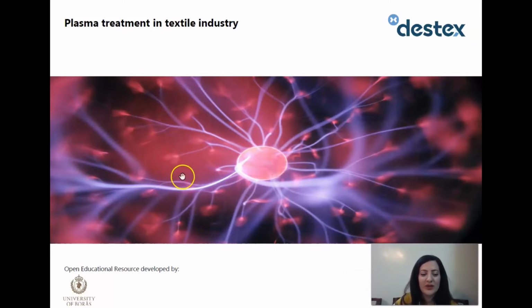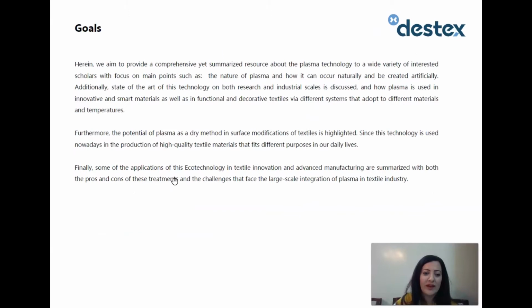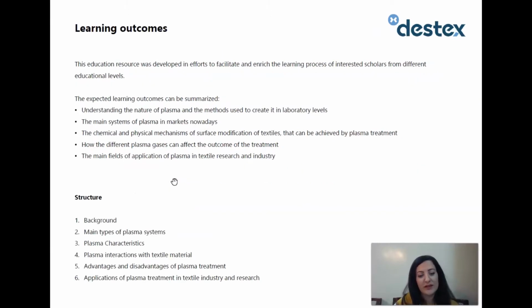Today, I will briefly introduce you to plasma treatment in the textile industry. As well, we will talk about its principle and its main applications in textiles, in research and in markets nowadays.